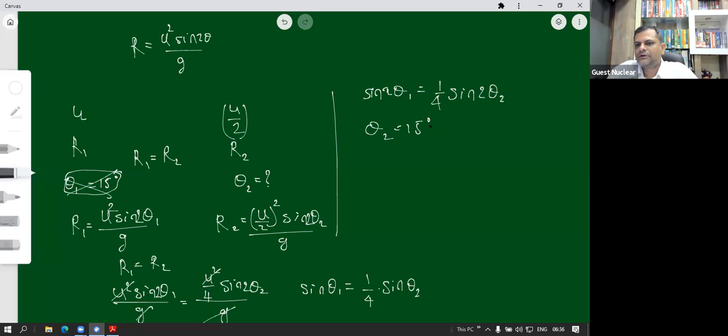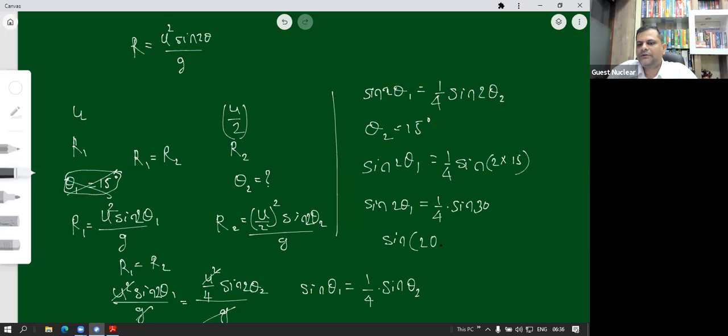Okay, so what we can get here is, if we put this theta 2 as 15 degree here, then sin 2 theta 1 is going to be 1/4 of sin 2 times 15 degree, and hence sin 2 theta 1 is equal to 1/4 of sin 30, and sin 30 is nothing but half. So sin 2 theta 1 is equal to 1/4 of half, which is going to be 1/8, correct? 1/8. And if we take this sin to that side, then 2 theta 1 is equal to sin inverse of 1/8.